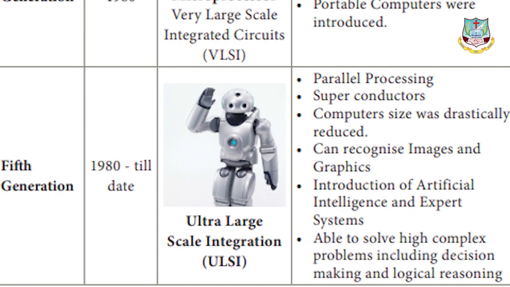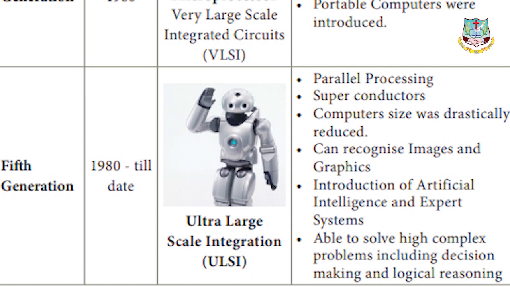Okay, and these computers are able to solve highly complex problems, including decision making and logical reasoning. These are also fed into the computer, and that computer can make a decision, and it can do the logical reasoning process also in this fifth generation, that is 1980 to till date.